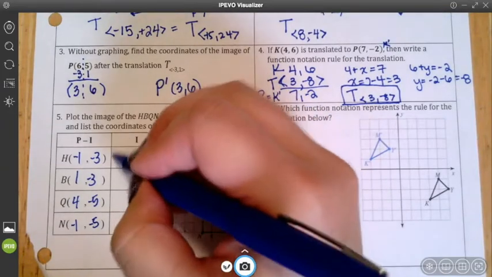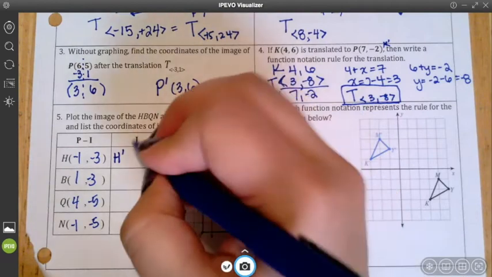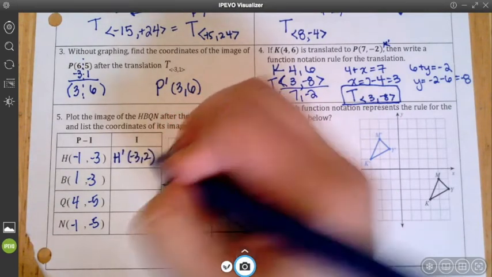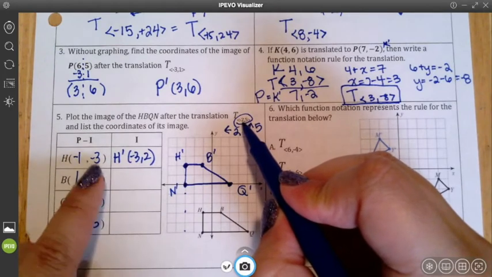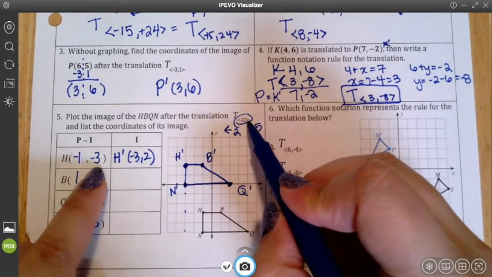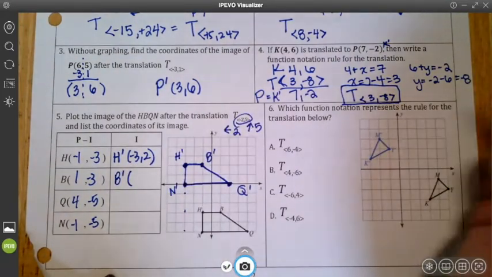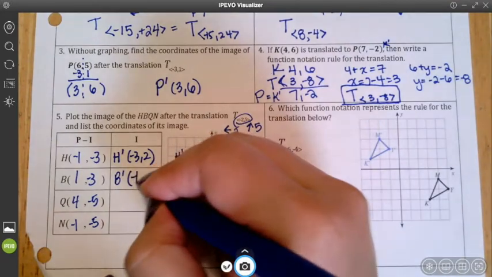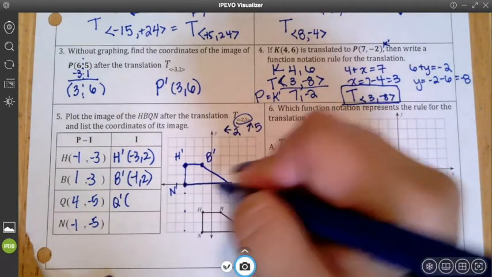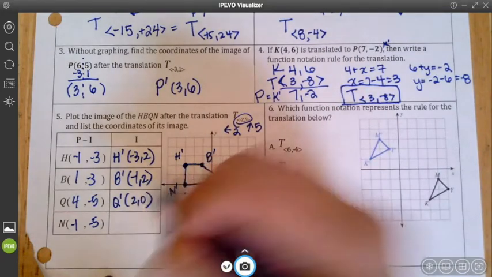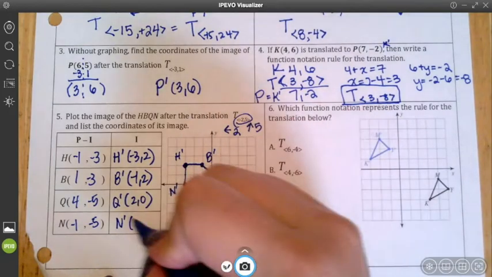So the coordinate of H prime is now (-3, 2), which notice if I take -1 minus 2 is -3, -3 plus 5 is 2. So it's still following our algebraic rule as well. B prime is at (-1, 2). Q prime is at (2, 0). And N prime is at (-3, 0).